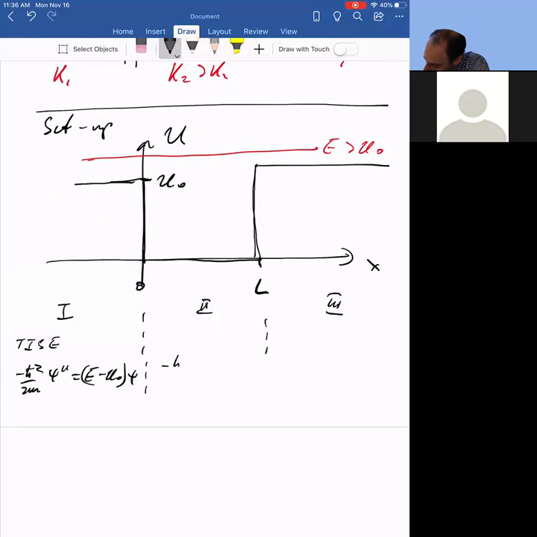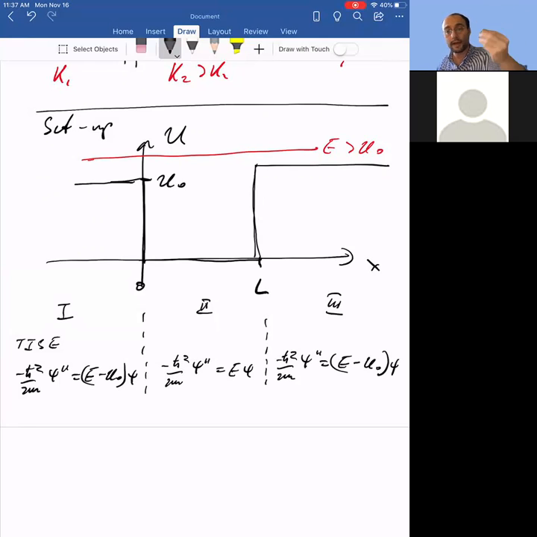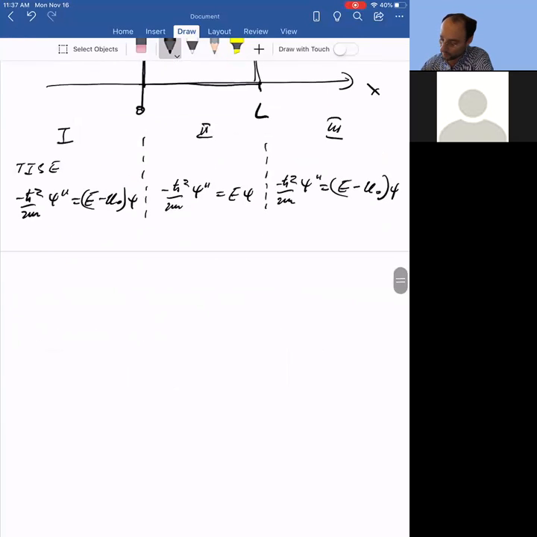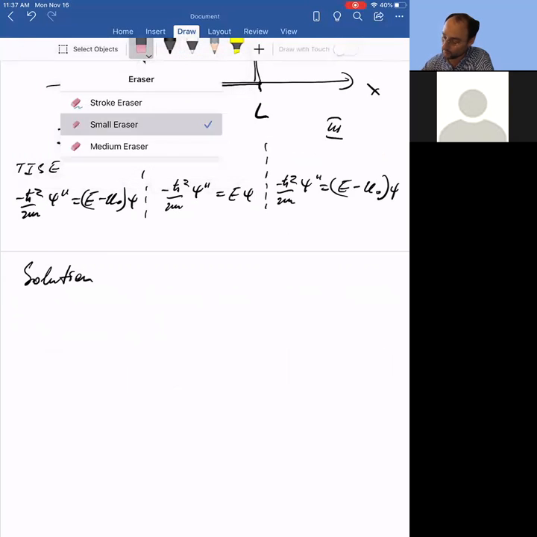Here, it's simpler. And here, it's again the same as in region 1. Okay? What do we do? We write down the equation. Step 2 is to write down the general solution. Step 3 is to apply boundary conditions. Right? So let's see. So solution in region 1. I guess I should say general solution.